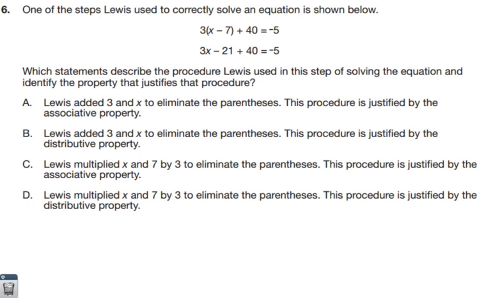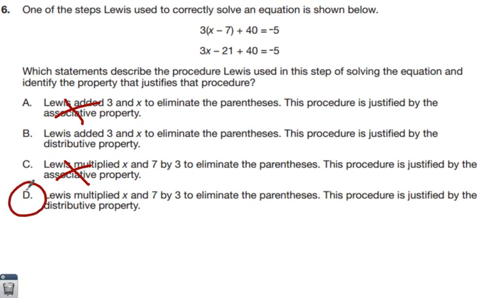I hope you can see that it's the distributive property, but I think they're literally describing the distributive property. So it's not associative. So which is it, B or D, that literally describes what the distributive property is? Did we add 3 and x to eliminate the parentheses? No. We multiplied x and 7, or I guess you could think of it as we multiplied x and negative 7, by 3 to eliminate.